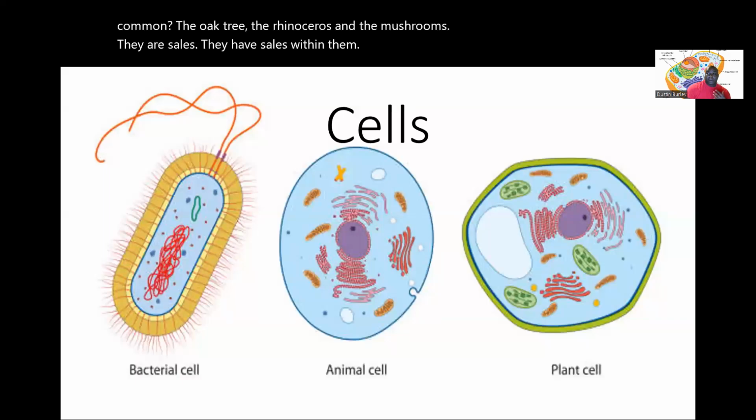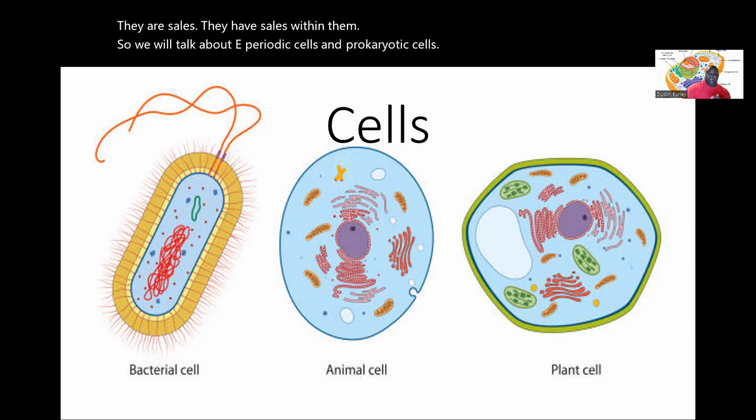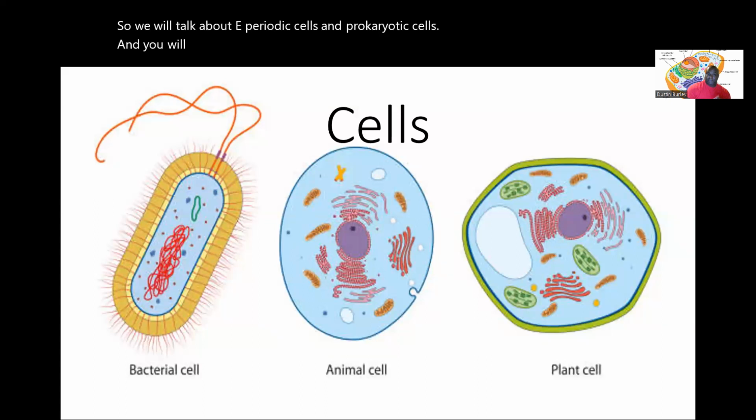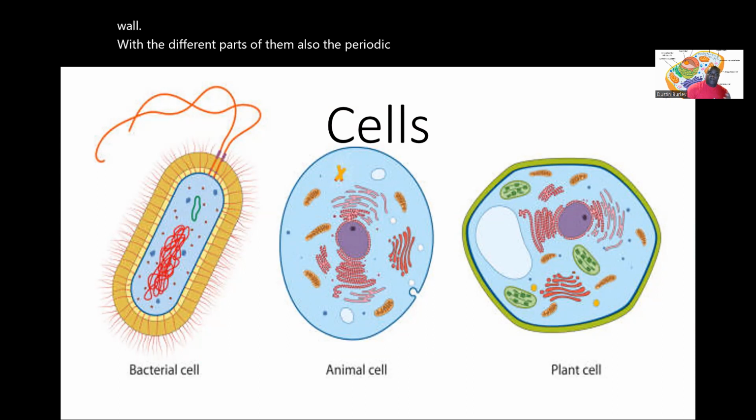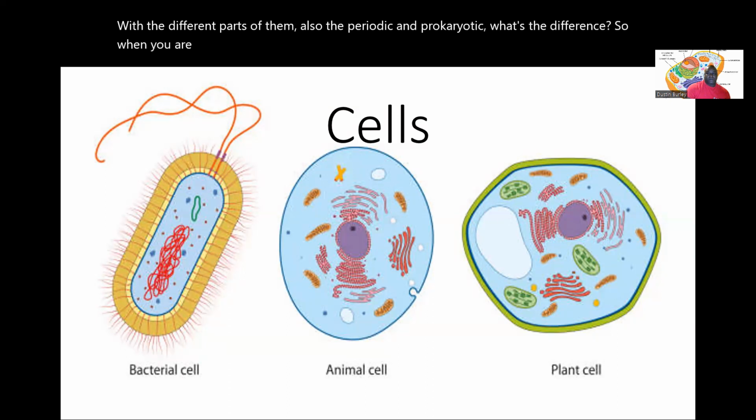So we will talk about eukaryotic cells and prokaryotic cells, and you will determine which is which. In the back of the room, the cells are hanging on the wall with the different parts of them. Also, the eukaryotic and prokaryotic. What's the difference? So, when you are doing worksheets or lab work, make sure you use the posters in the back of the room. They will help you.